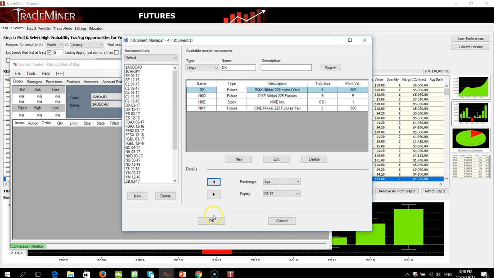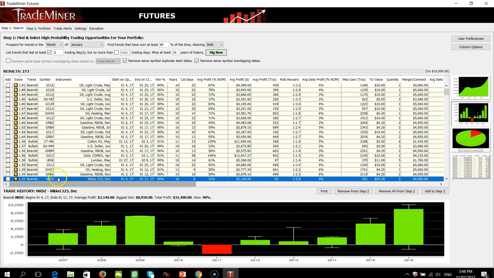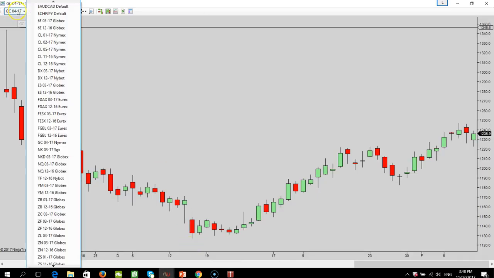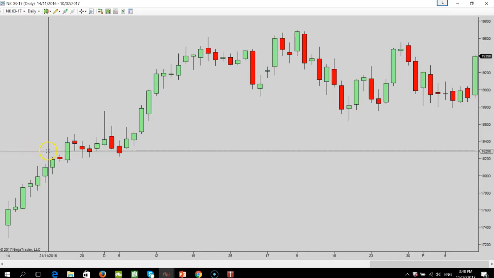I don't know. It's bearish. What did it say here? Bearish. You're selling it on the 4th, covering it back on the 11th. Let's see. I don't remember off the top of my head what the Nikkei did there. Well, first we'll start with SGX, the Cymex one.